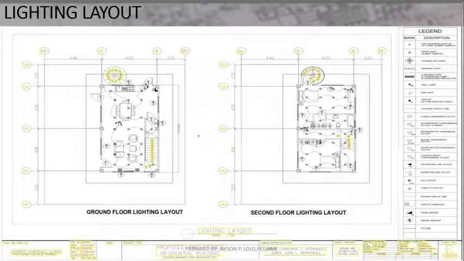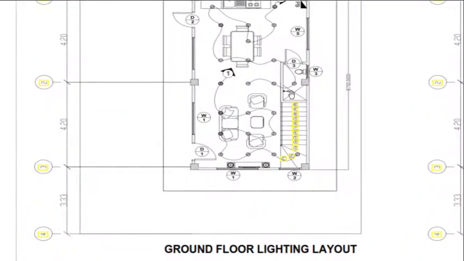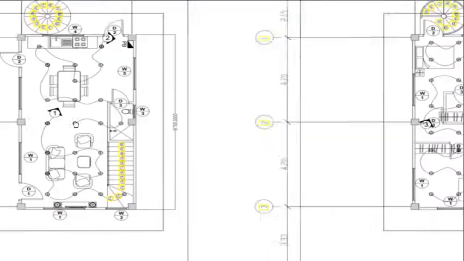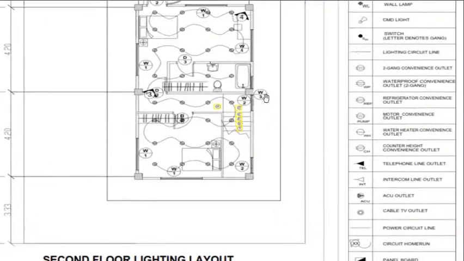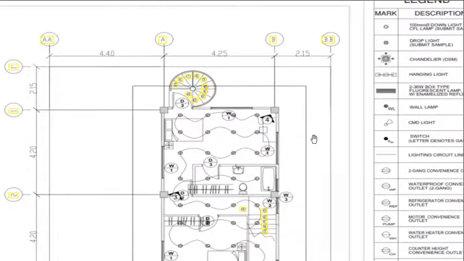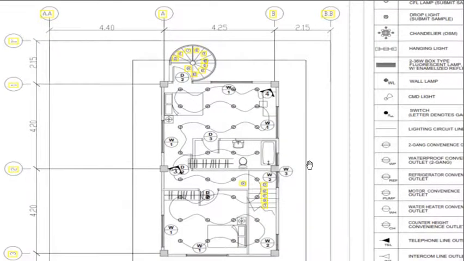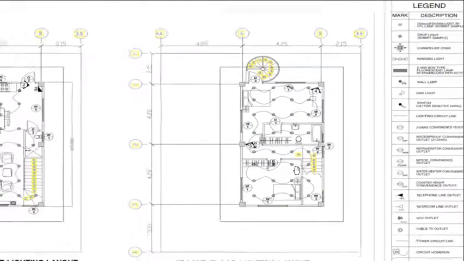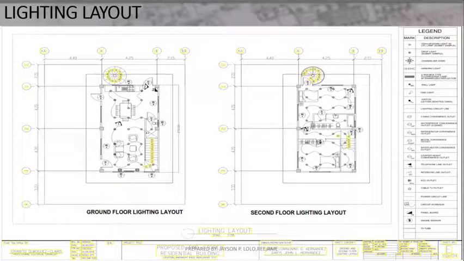Now the lighting layout. So this is the lighting layout, comprised of the ground floor and second floor. Sometimes there's only a ground floor in one sheet, but for me, I put 2 floors here, the ground floor and the second floor, together with the legend or symbols as a guide for a person who will read the electrical plan.